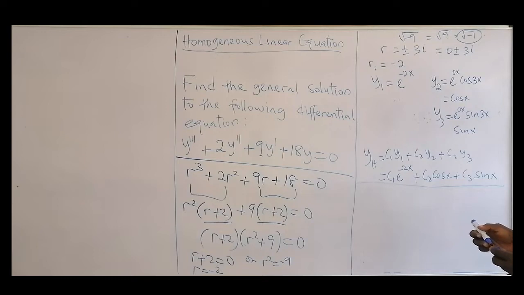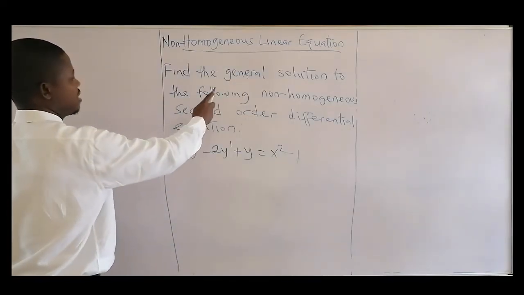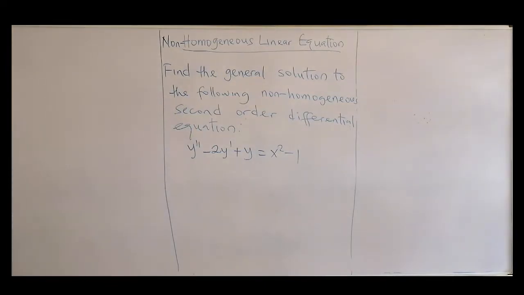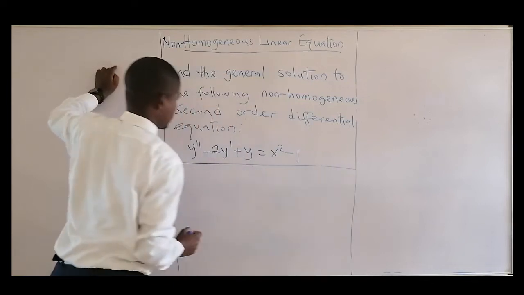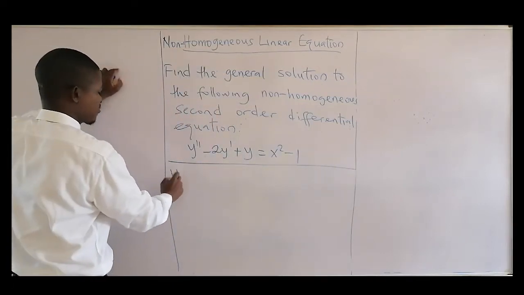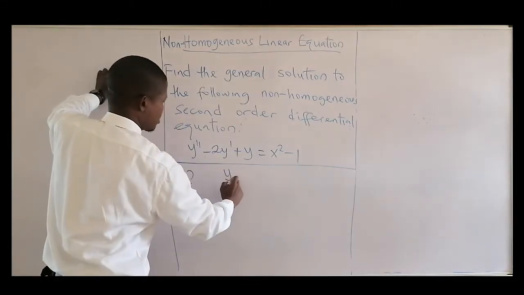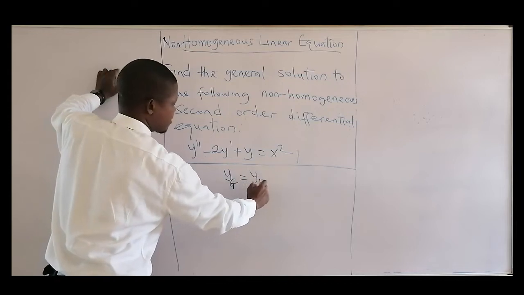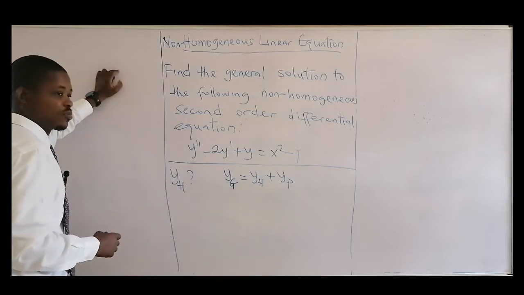That's the homogeneous one. Next, find the general solution to the following non-homogeneous second order differential equation. Okay, and we have the equation. The first part we do is to get the homogeneous part of the equation, because since it's not homogeneous, we need to have this value, and then we need to have the particular solution. So let's get the homogeneous part.